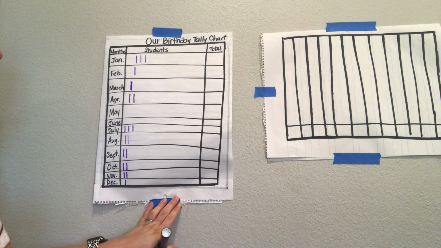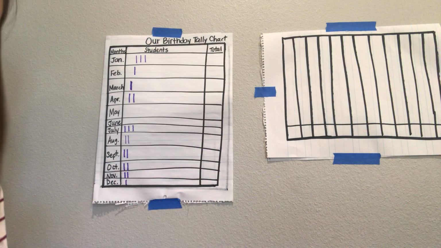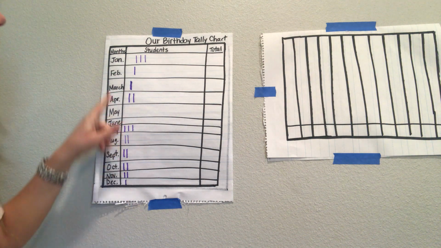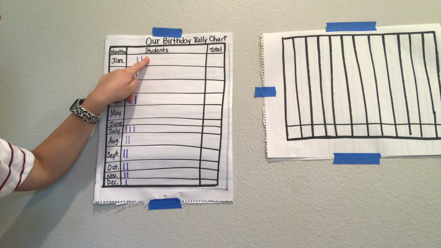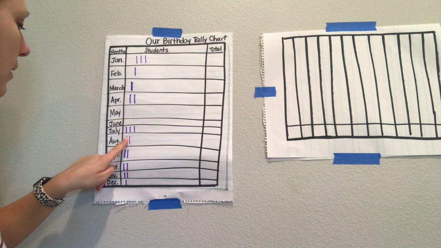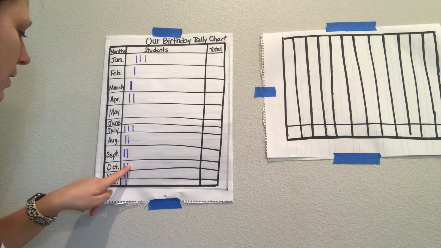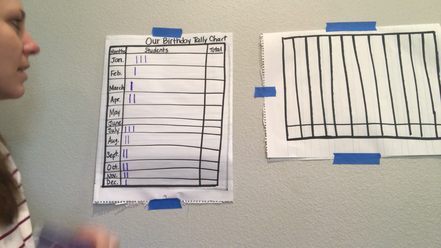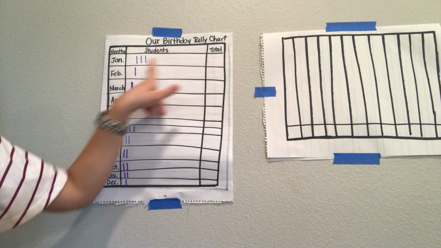All right, there should be 19 people that were surveyed because there are 19 students in the class. So let's count. 1, 2, 3, 4, 5, 6, 7, 8, 9, 10, 11, 12, 13, 14, 15, 16, 17, 18, 19. So yes, this is correct. Now we need to go and add our totals here.